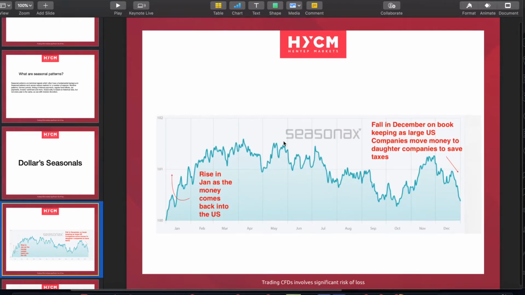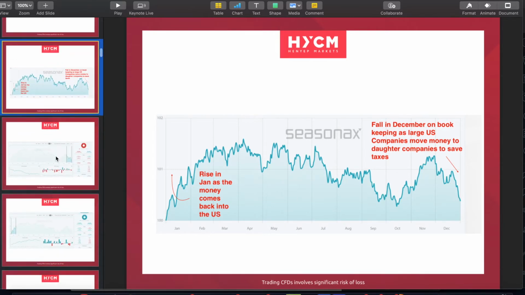Now, here's a look at the dollar index over the course of a year, the inflows and outflows, and you can see that the dollar index tends to fall in December. Now, the reason for this is that large US companies move money to daughter companies to save taxes. This is a taxation reason. Also, if you notice in January, the dollar index tends to rise as money comes back into the US. So you can see this taxation reason: dollar index tends to drop in December, tends to rise in January. So that is a pattern that can be very helpful for trading.